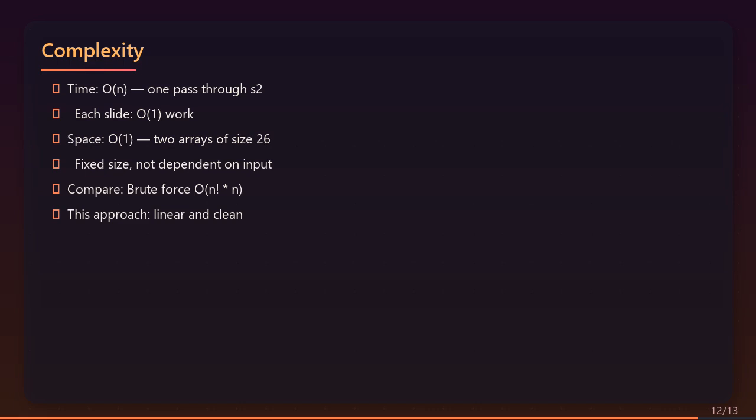Complexity. Time is O of n where n is the length of S2. We slide the window once across the entire string. Each slide does constant work, update two characters, check matches. Space is O of 1. Two arrays of fixed size 26 regardless of input size. Compare this to the brute force which is factorial time. We went from impossibly slow to linear. That's the power of the frequency counting insight.